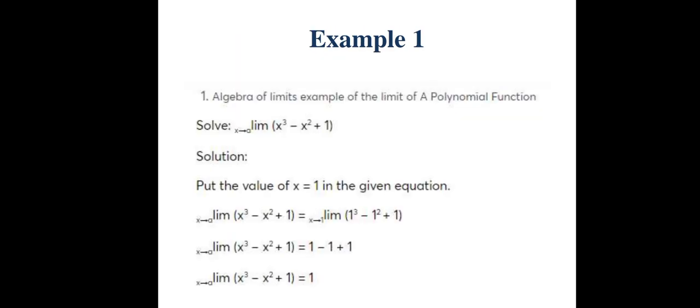Take one example based on this. Solve the limit x tends to 1 of x cube minus x square plus 1. Here we put the value 1 wherever we have x. How much do we get? 1 cube minus 1 square plus 1. 1 cube means 1, minus 1 square means 1, plus 1. So 1 minus 1 gets cancelled, and we get the answer as 1.